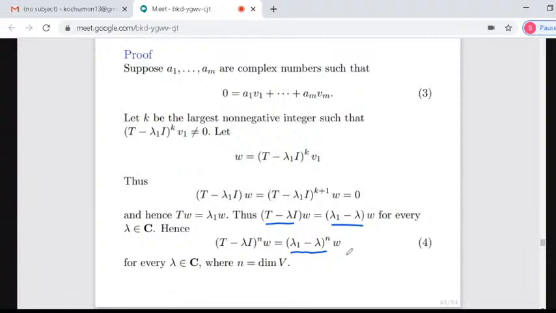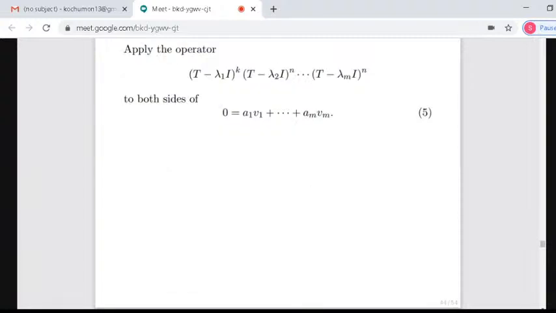Now you define this operator, (T minus lambda 1)^k, with lambda 1 taking that k, and from lambda 2 onwards you take n only. You apply this operator to both sides of the equation we started with. Our aim is to show that these are linearly independent.